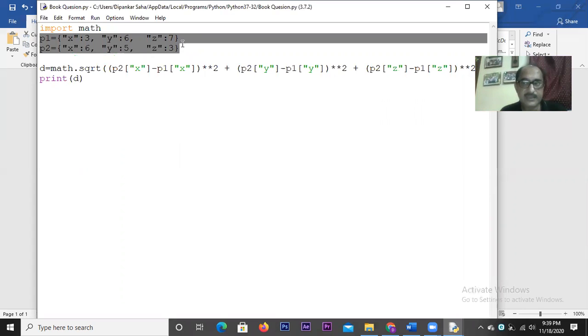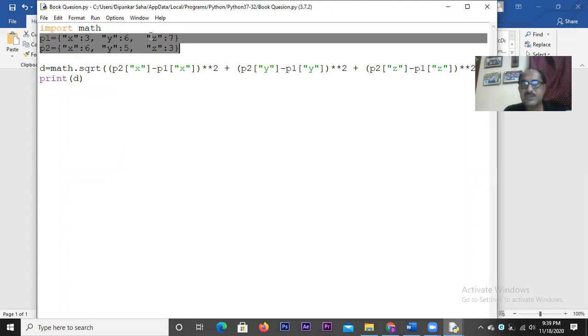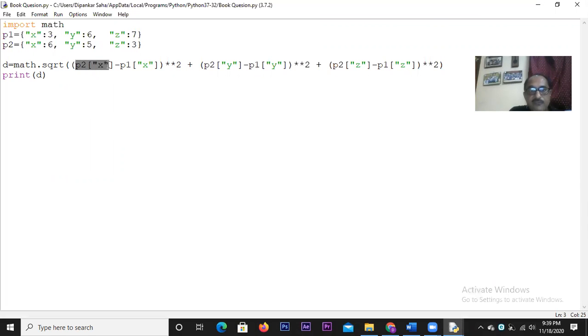Now, this you can input also. I have taken fixed values, but if you want, you can ask the user to input. I'm sure you will be able to do this. There should not be any problem. And then look at this, math.sqrt to get the square root, and inside which I wrote x1 minus x2 square. Whether it is x1 minus x2 square or x2 minus x1 square, whatever it is, it is the same thing basically. So I wrote p2 of x. So this is my x2. To get this value 6, I wrote p2, and within square brackets I wrote its key x.